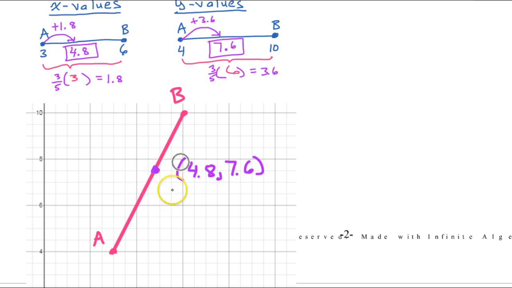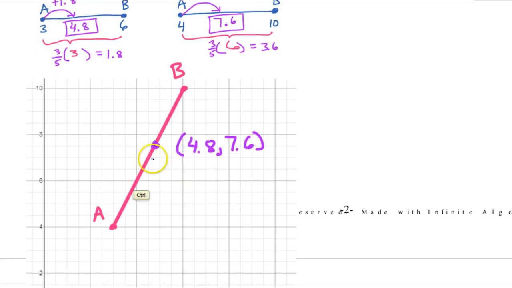And notice how this splits up the segment into two parts where this portion is a little bit bigger than this portion. And if we looked at these lengths, this would turn out to have the ratio of 3 to 2. So that's what we just did.